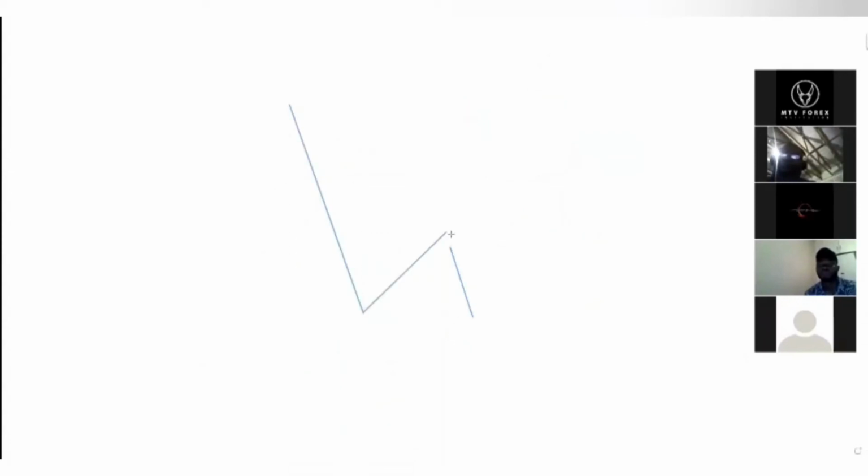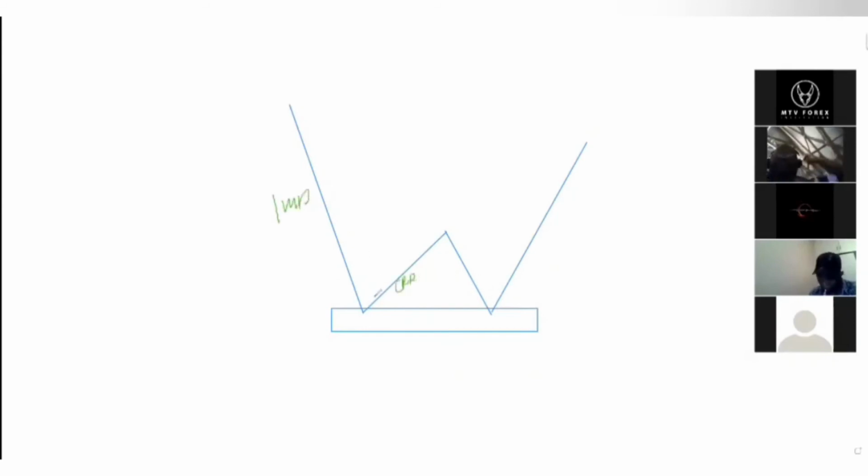A double bottom. A double bottom has a structure like this. Usually it has a structure like this. This is what we have. You understand? If you look at the double bottom properly, what are we having? We have an impulsive movement here, that is your impulse, that is your correction. You understand? So basically what's happening is, okay, you identify this like this, you understand?